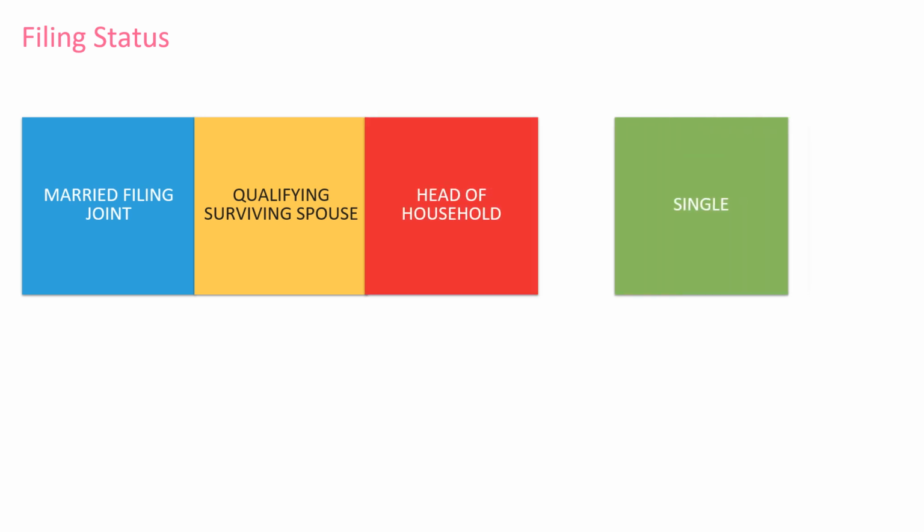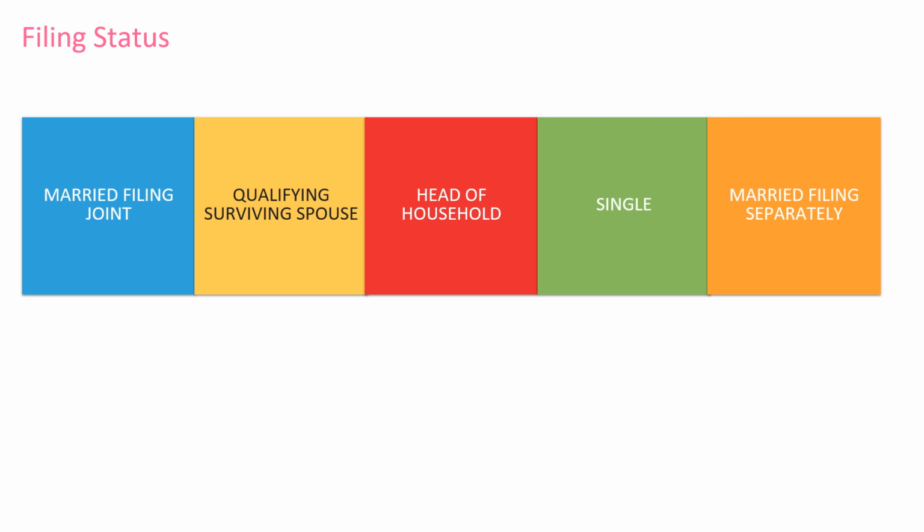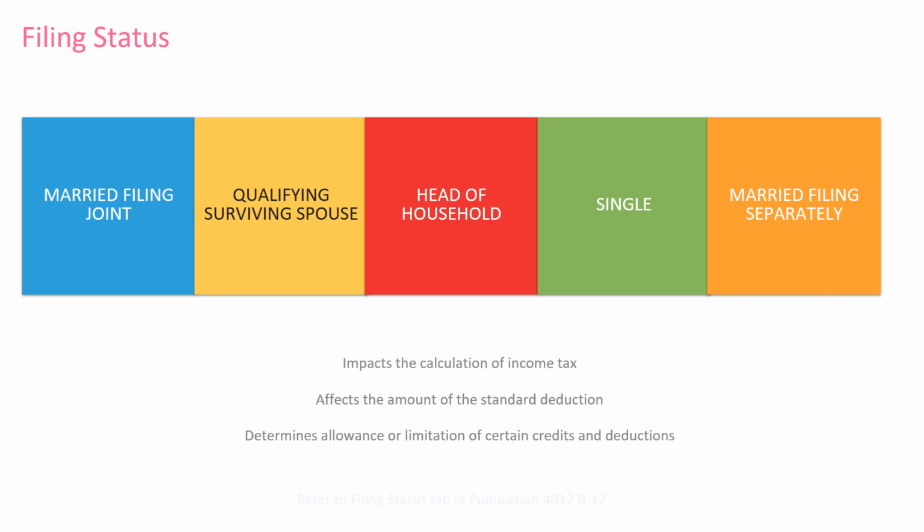Let's talk about the 5 different filing statuses. They are married filing joint, qualifying surviving spouse, head of household, single, and married filing separately. These are in order from the most beneficial to the least beneficial. Your filing status is responsible for your tax rate, the amount of your standard deduction, and eligibility for credits. We will start with single.